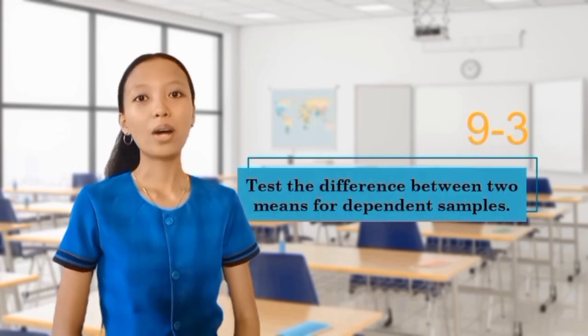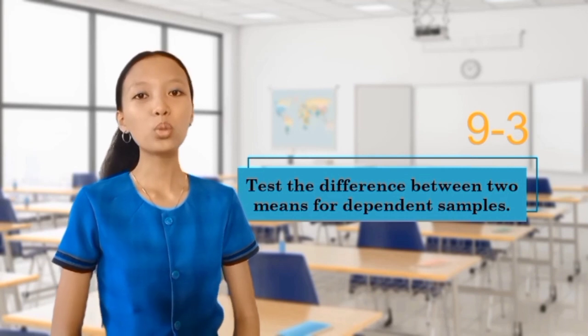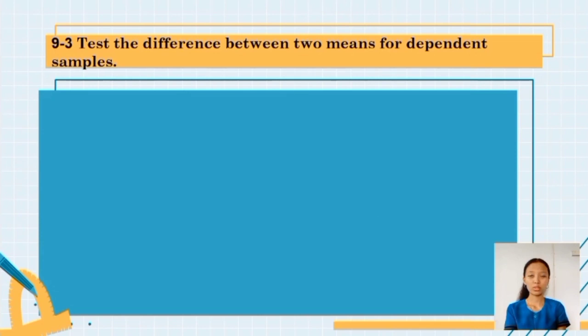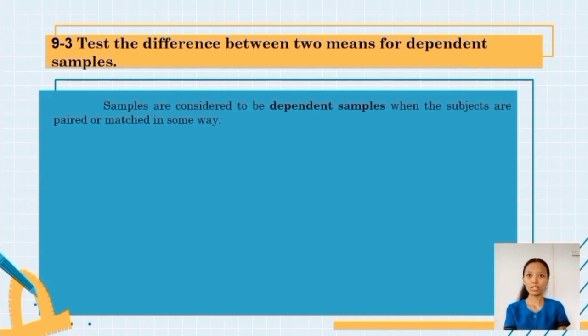In the previous section, where teacher Darlene discussed, the t-test was used to compare two sample means when the samples are independent. In this section, a different version of the t-test is explained. This version is used when the samples are dependent. So our third subtopic will be all about testing the difference between two means for dependent samples. Samples are considered to be dependent when the subjects are paired or matched in some way.